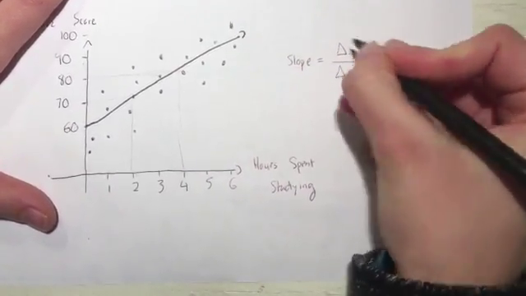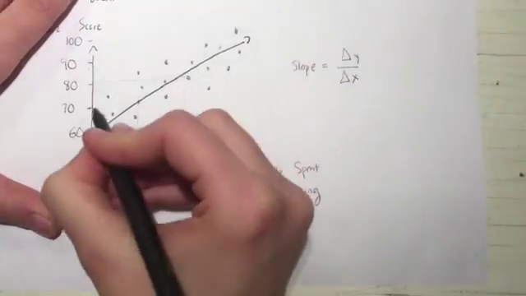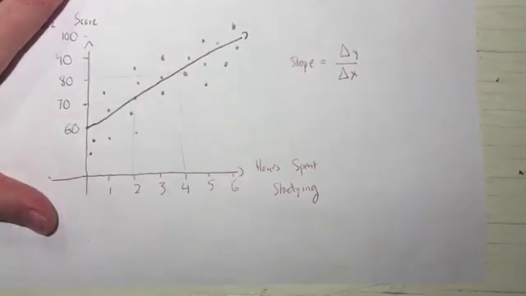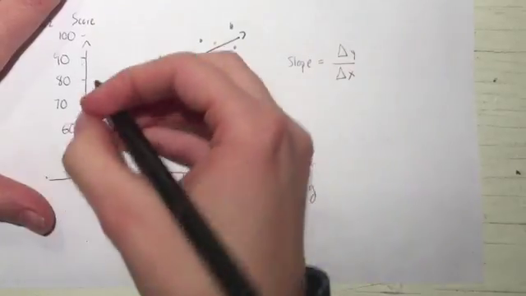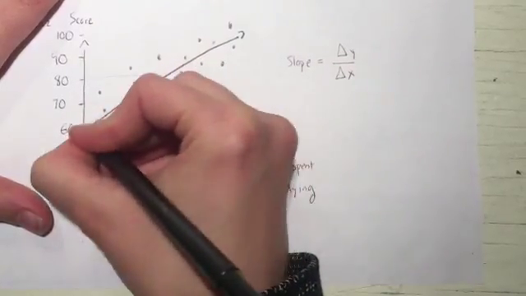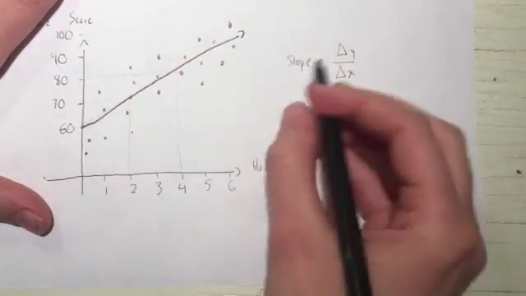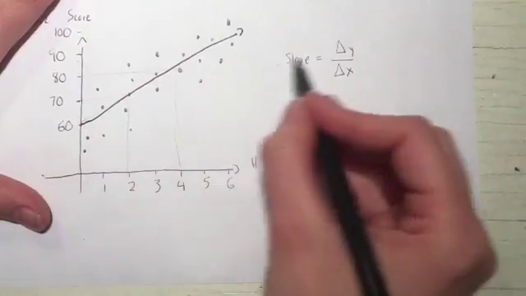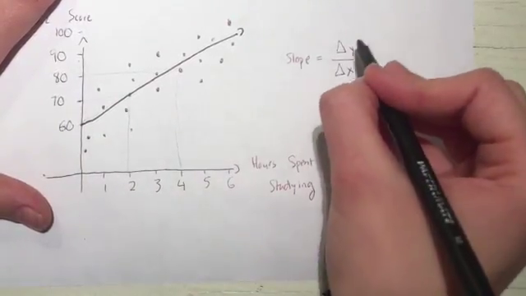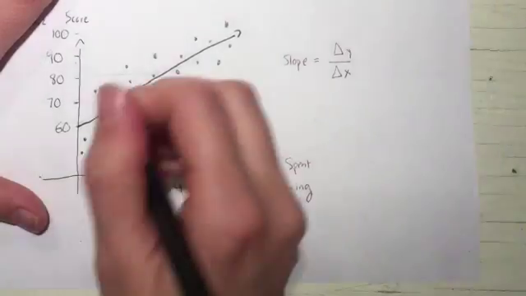our change in x. So I'm going to pick 2 points on here, on the line, not in the scatter plot. I'm going to pick 2 points on the line because we're looking at the slope of the trend line. And I'm going to see how much we have to move in the x direction and how much we have to move in the y direction to get between the 2 points.